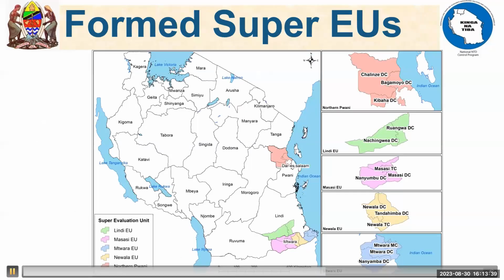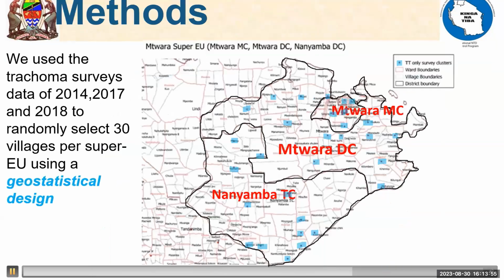This map is just meant to show how the 5 super EUs were formed, with an average of 3 districts each, and a population ranging from 340,000 to 507,000 people. We employed trachoma survey data from 2014, 2017, and 2018 to employ a geostatistical approach in the random selection of 30 villages for each super evaluation unit.